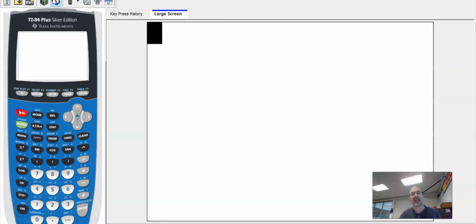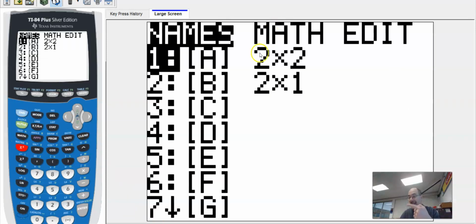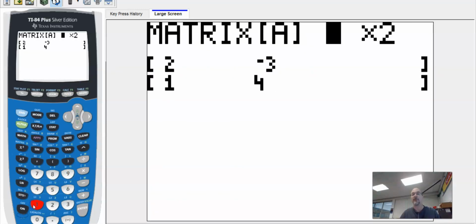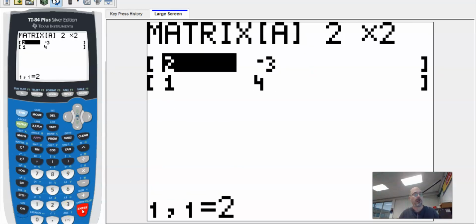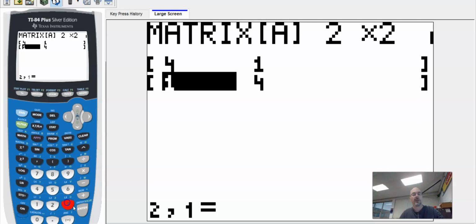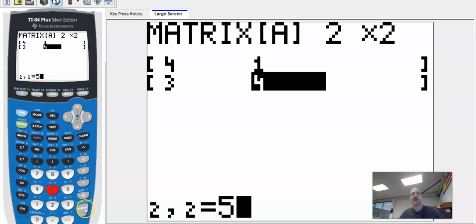Okay, I'm going to go second matrix. I'm going to go to edit now because I'm going to put new numbers in. Okay, and I'm going to pick A, which is number 1. And it's a 2 by 2, so I'm just going to leave it a 2 by 2. And now I'm going to put my new numbers in. 4, 1, 3, 5. Make sure you hit enter after each one.